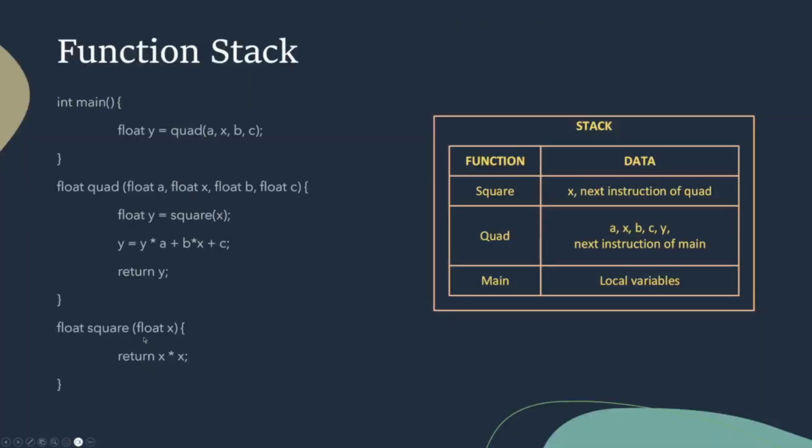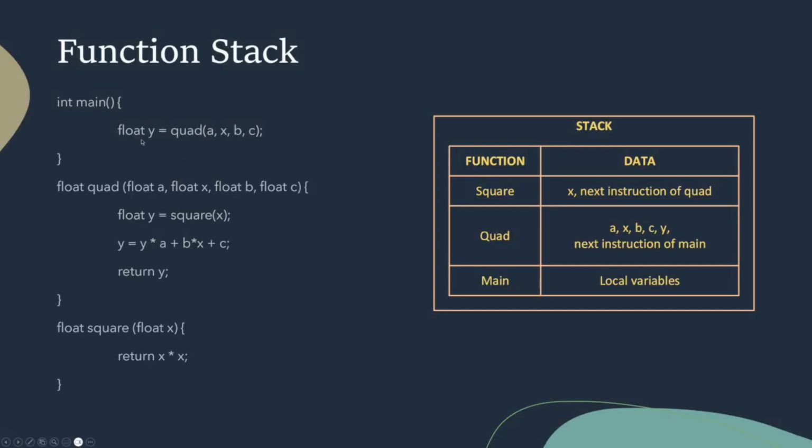Maybe we have two functions. We've got a quadratic equation and a square. So square just returns x times x. Our quadratic equation is y equals y times a plus b times x plus c. And what is y? Well, y is the square of x. So this is x squared times a plus b times x plus c. So that's a quadratic equation.